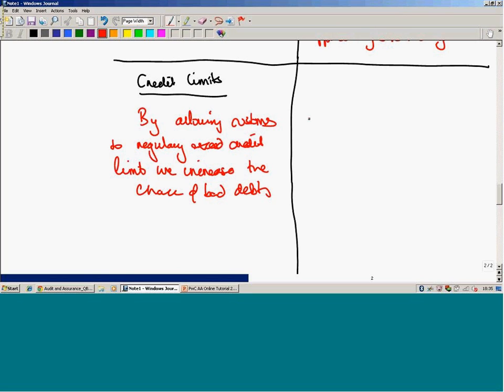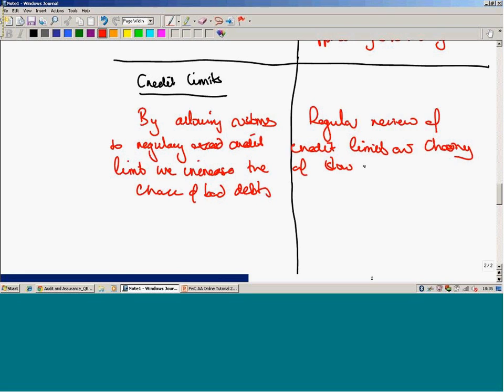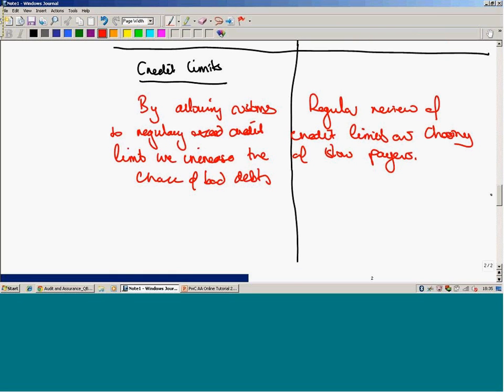So a fantastic answer would be a regular review of slow payers. It's making sure that we're chasing up people who are paying us very slowly, so people aren't getting away with not paying us when they owe us money. The regular credit limit review and chasing of slower payers. Any ideas, anyone? What else could you do?